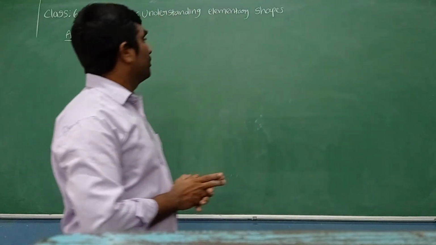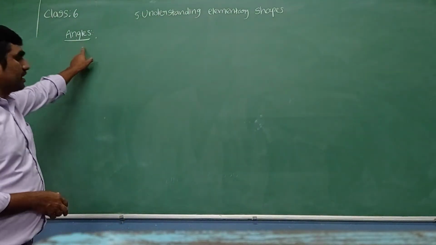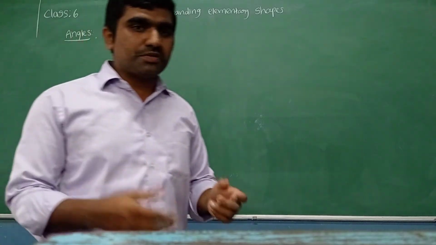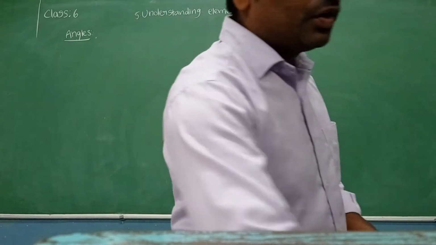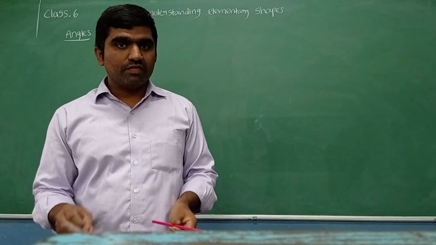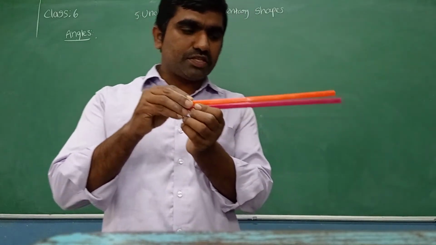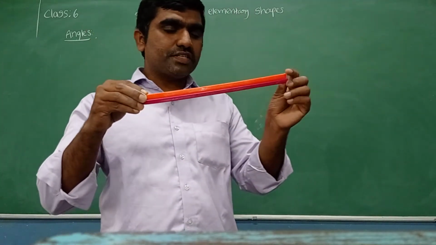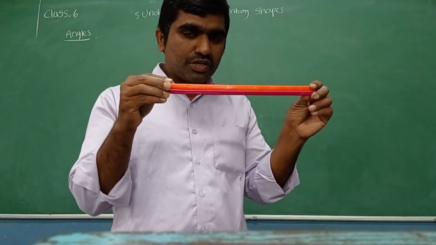See, today in class we are going to learn the angles concept. We already know what is meant by angles, right? So let me take two line segments which are going in the same direction. Now tell me, what is the angle? Now the angle is 0 degrees.